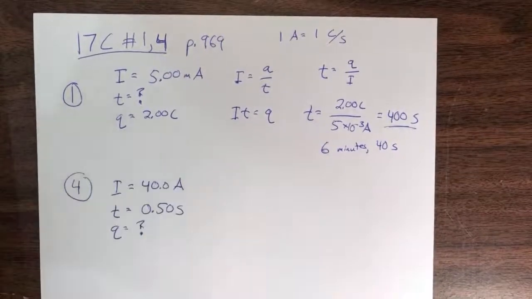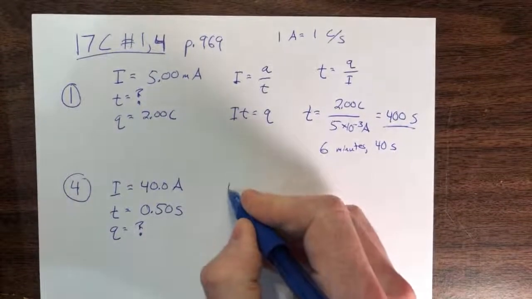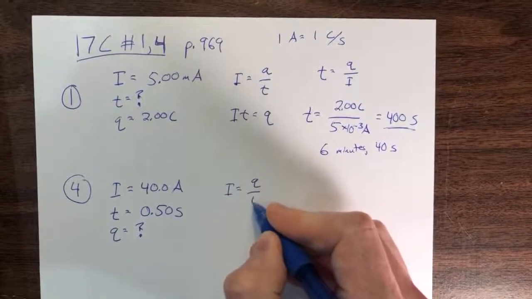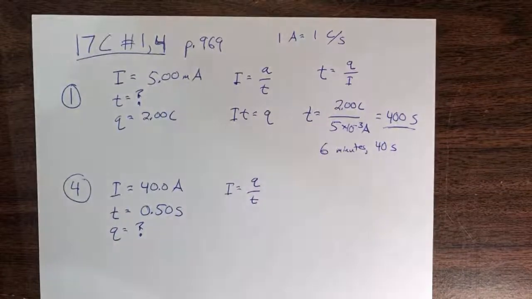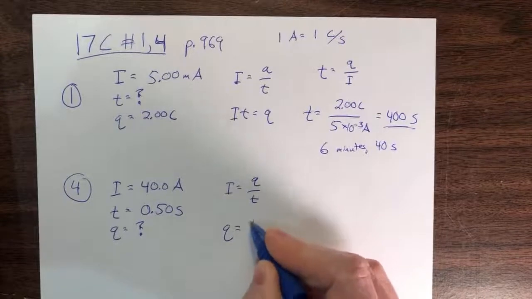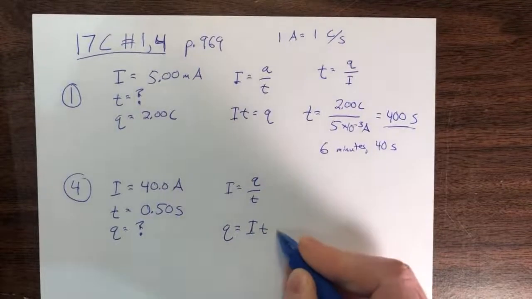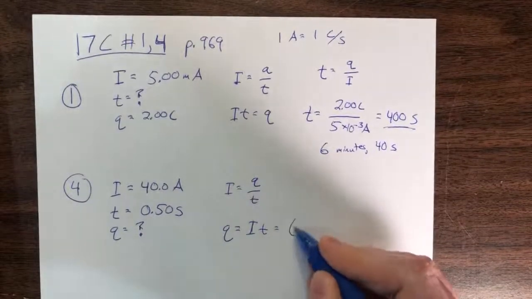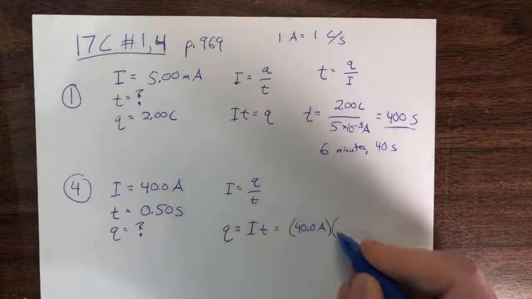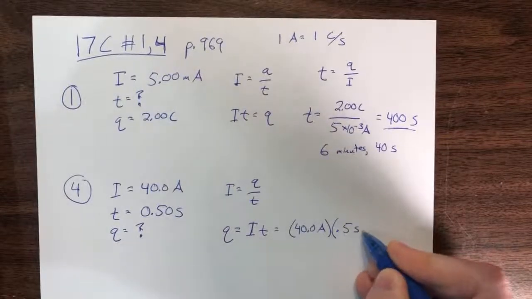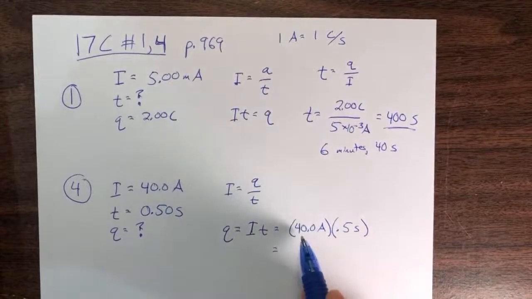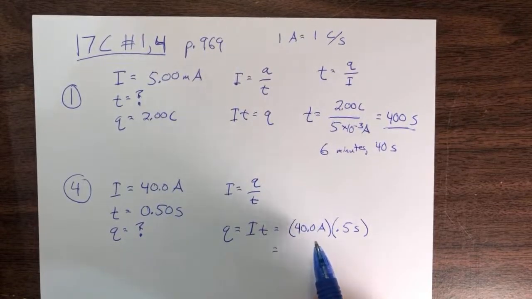All right, so Q. Same equation: the current equals the charge divided by the time, and here we're solving for Q. We can multiply both sides by T, so Q equals IT, which is going to be 40 amps times 0.5 seconds, and we don't even need a calculator for this one.